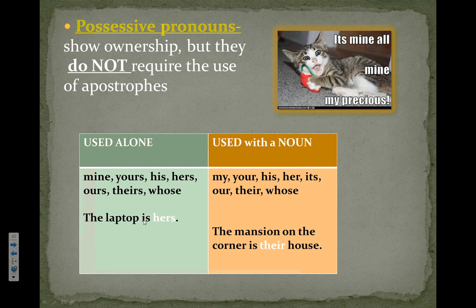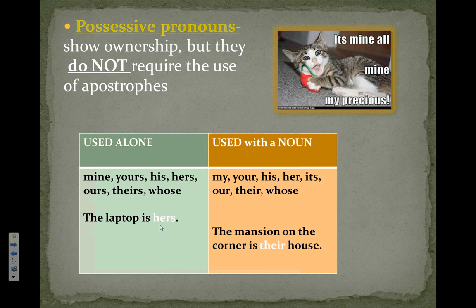Possessive pronouns. All right, I highlighted an example for you on the previous slide. They show ownership, but they don't use apostrophes. So pronouns don't use apostrophes. You don't say we's car. You say our car, so you don't sound ridiculous. So examples would be mine, yours, his, hers, ours, theirs, whose.